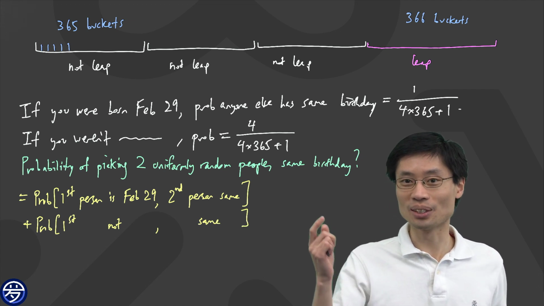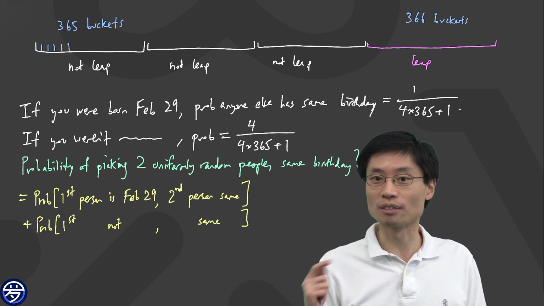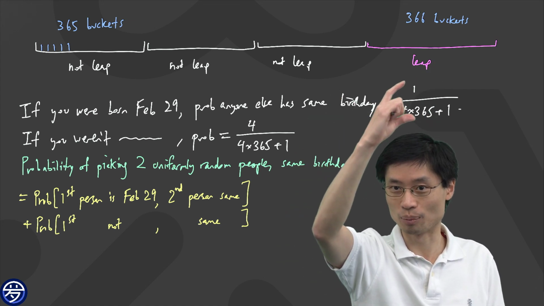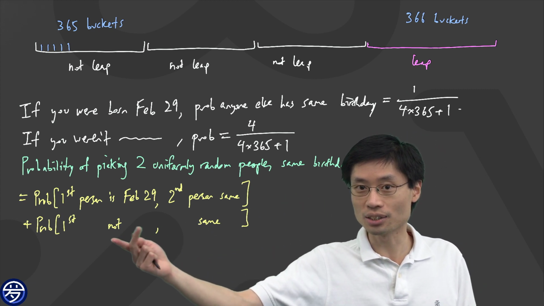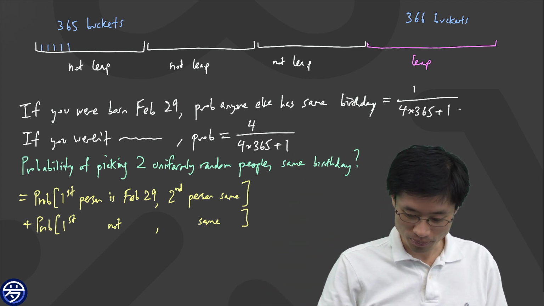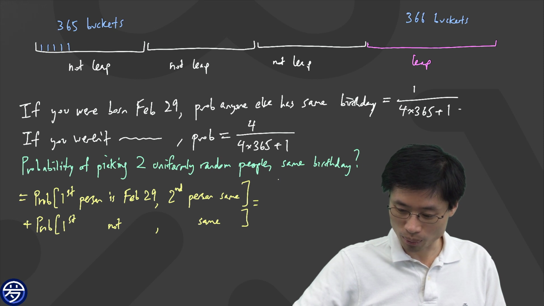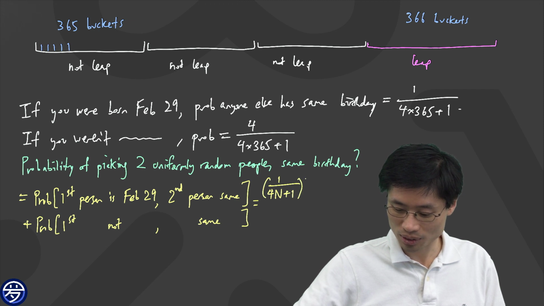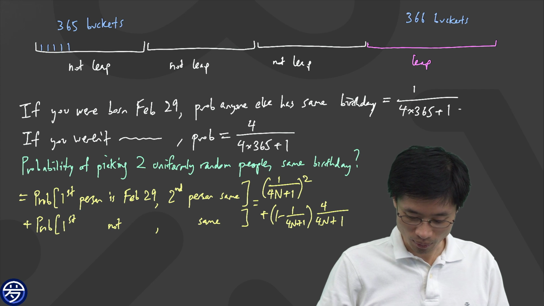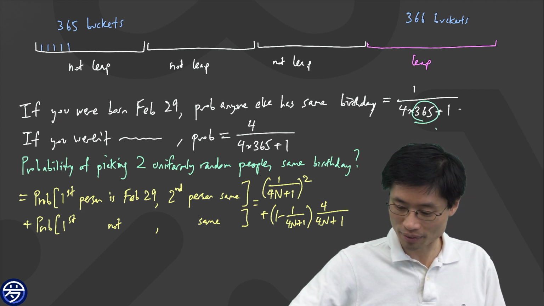So to do this, I would find the first one, which is what's the chance that the first person is born on February 29th? Well, I already wrote it. It's one day that works out of this entire 4 years. So it would be that thing times itself. And then what I add to it is 1 minus that thing times this. Let me write that down. So my answer is going to be 1 over 4 times 365. I'm going to call that n. 4n plus 1 squared plus 1 minus 1 over 4n plus 1 times 4 over 4n plus 1, where I've just done n is 365.